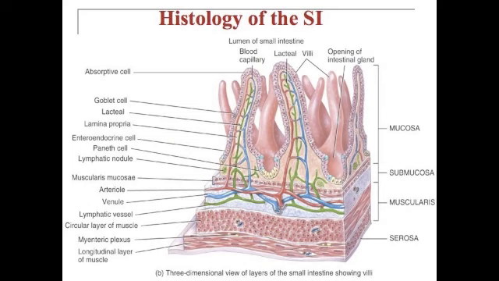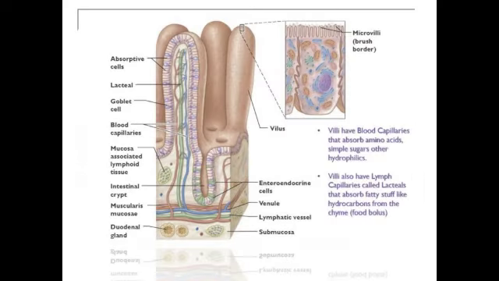These circular folds, intestinal villi and microvilli, increase the surface area of the small intestine, and this helps with digestion and absorption. And this next slide is a variation on figure 24.20, the part that's on page 973. So we can see that the villi have blood capillaries that absorb amino acids, simple sugars, and other hydrophilics. Also, the villi have lymph capillaries called lacteals that absorb fatty substances like hydrocarbons from the chyme.